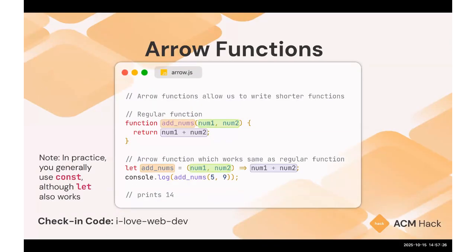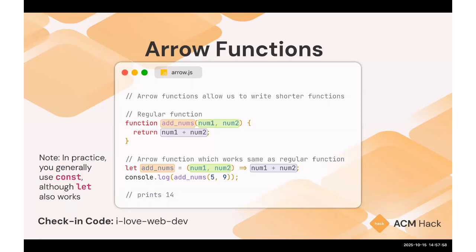We mentioned earlier that we can use arrow functions as a way to simplify writing functions to put them as methods inside of our objects. Arrow functions allow us to write shorter functions. On top, we have an example of a regular function where we define its name, addNums, its parameters num1 and num2, and what we want to do inside the function, which is return num1 plus num2. In our arrow function, we've simplified this down into one line.